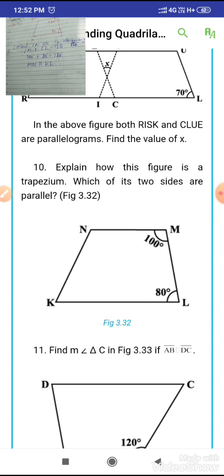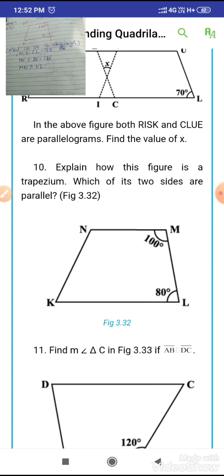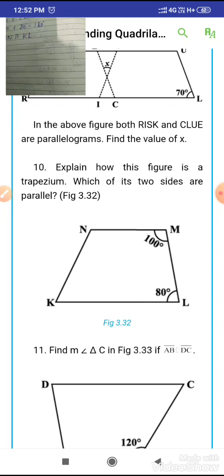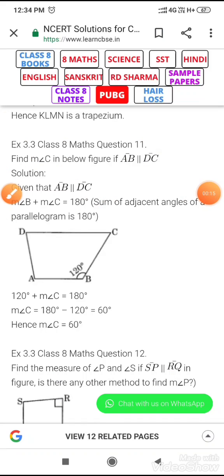Here angle M and angle N are co-interior angles, and if the sum of co-interior angles is 180 degrees, then the quadrilateral is a trapezium. So first we find the sum of angle M and angle L and its sum is 180 degrees. So we can write MN is parallel to KL and KLMN is a trapezium.